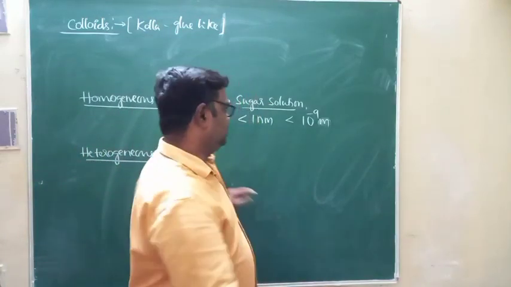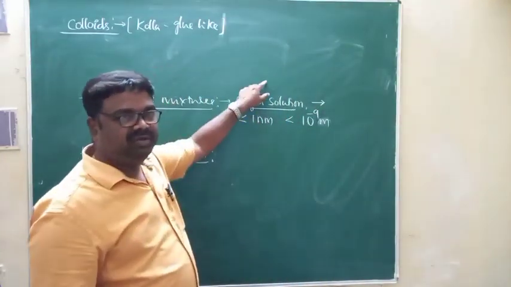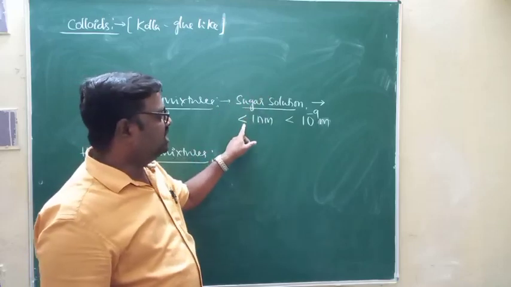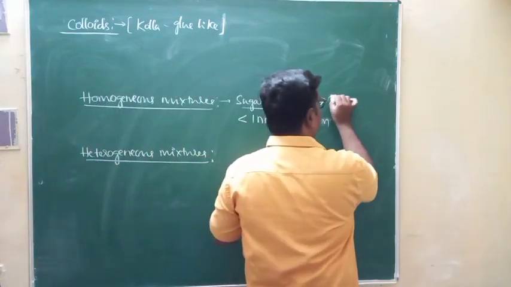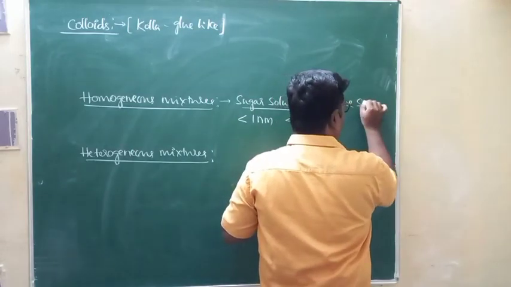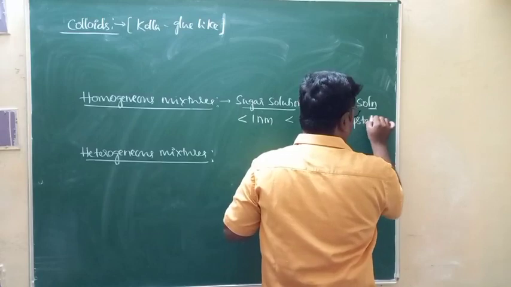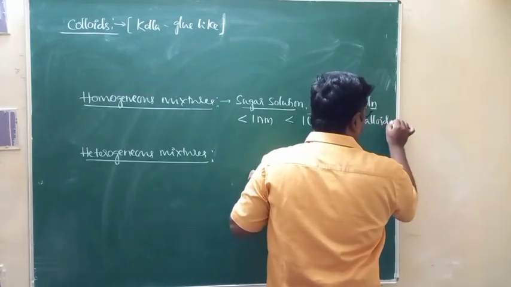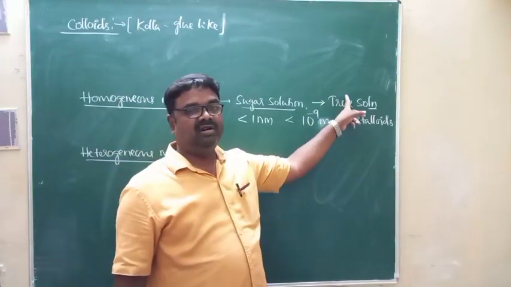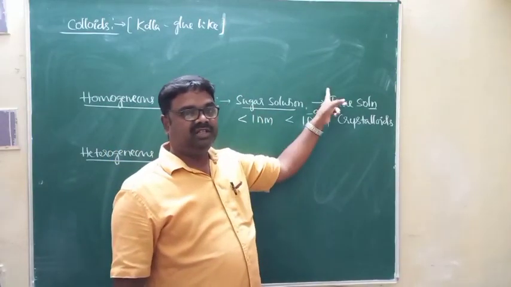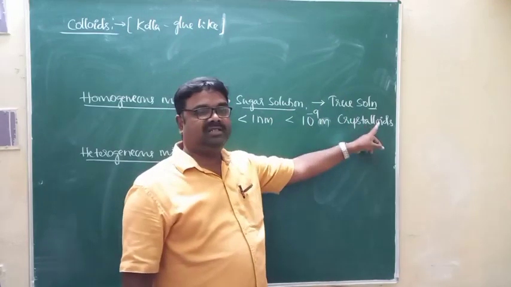And of course, such types of homogeneous mixtures in which the size of the particles will be less than 1 nanometer are called true solutions, or you can say crystalloids. So true solutions are homogeneous mixtures in which the size of the particles will be less than 1 nanometer. They are also known as crystalloids.